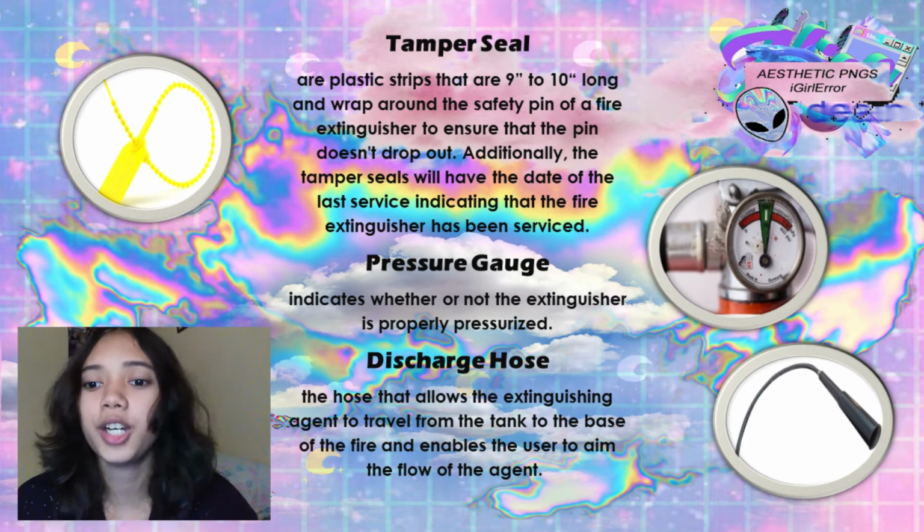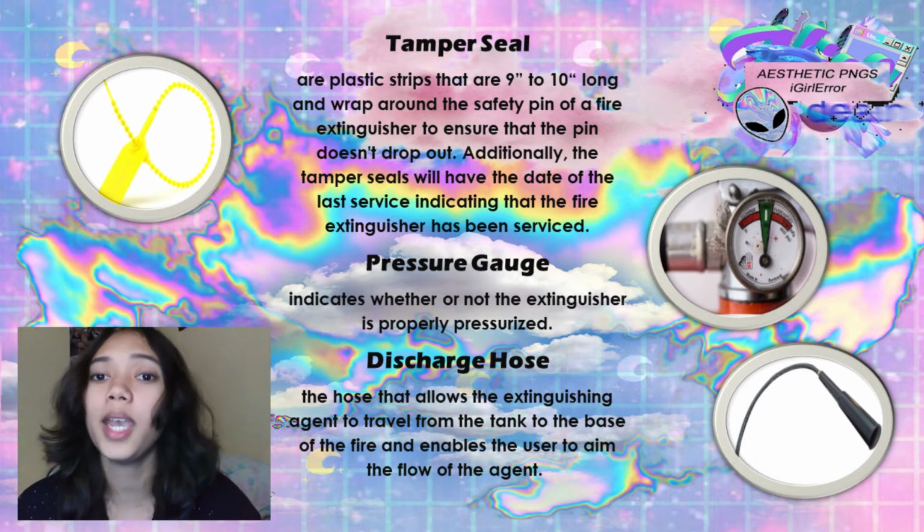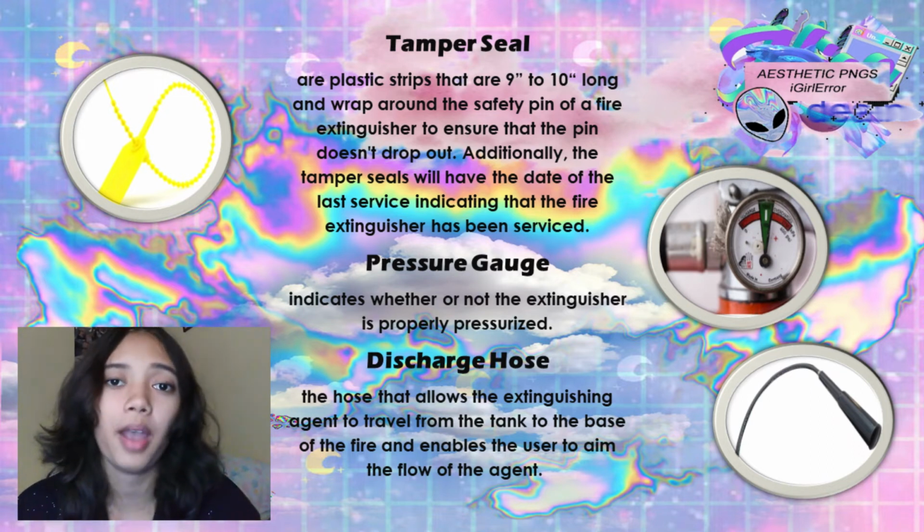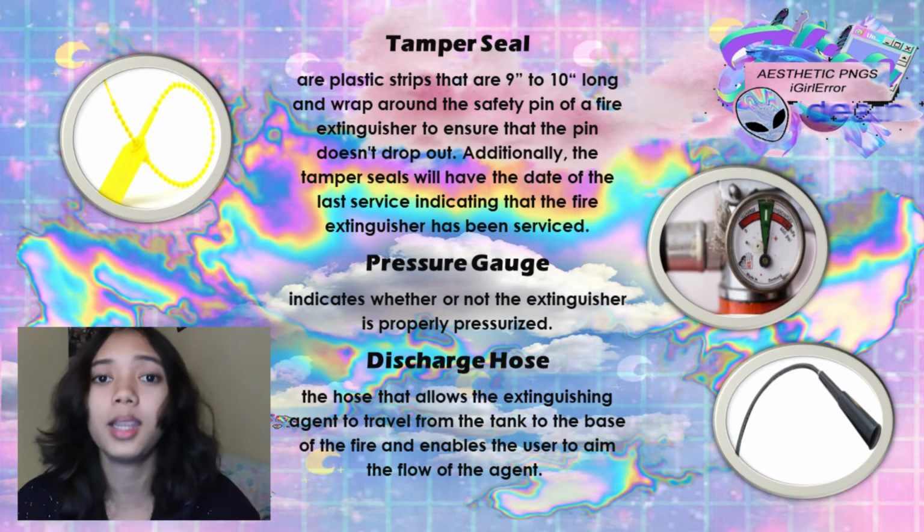Lastly is the discharge hose, the hose that allows the extinguishing agent to travel from the tank to the base of the fire and enables the user to aim the flow of the agent. So, the discharge hose is a very important part of the fire extinguisher because it allows the operator to target the agent's flow.